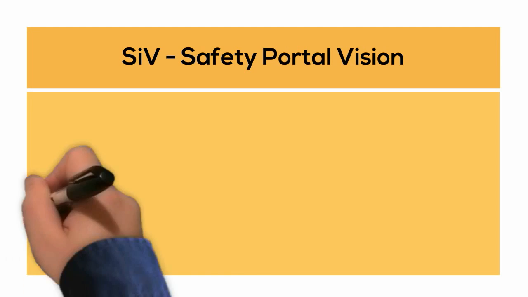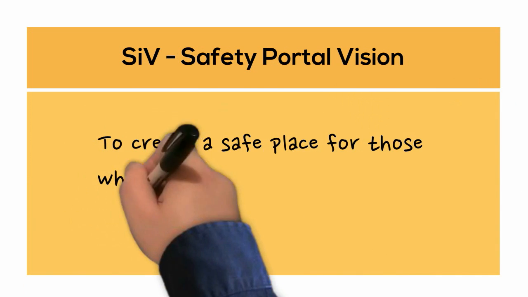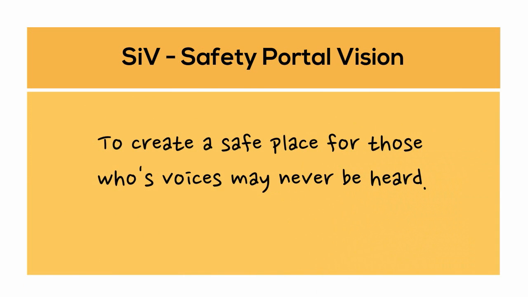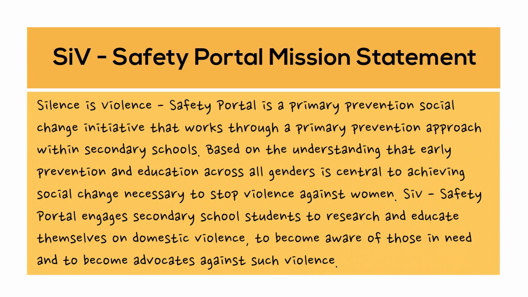Our vision at Silence is Violence is to create a safe place for those whose voices may never be heard. The Silence is Violence Safety Portal is a primary prevention social change initiative that works through a primary prevention approach within secondary schools. Based on the understanding that early prevention and education across all genders is central to achieving social change necessary to stop violence against women, SIV engages secondary school students to research and educate themselves on domestic violence, to become aware of those in need, and to become advocates against such violence.